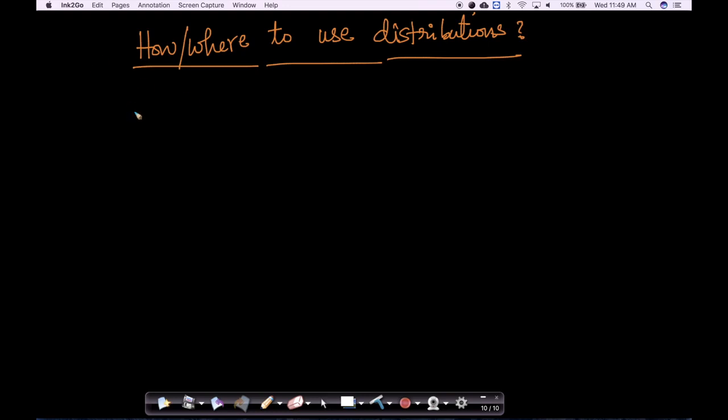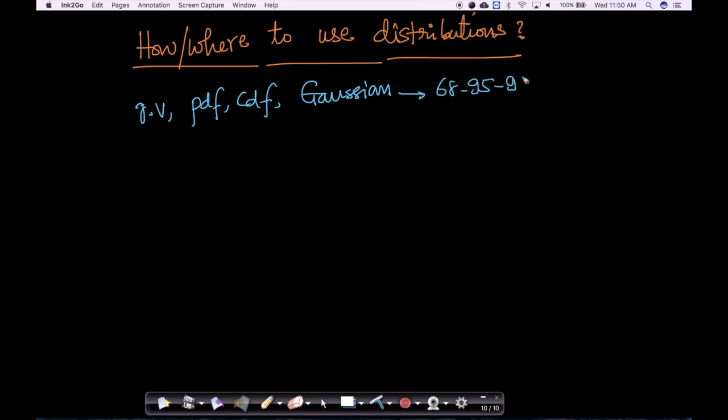So till now, we have learnt about the basics of what a random variable is. We have learnt what a PDF is, what a CDF is. We also learnt a very popular distribution called the Gaussian distribution or the normal distribution. And we learnt a few properties of the Gaussian distribution, right? Like the 68, 95, 99.7 rule. We learned some of these.